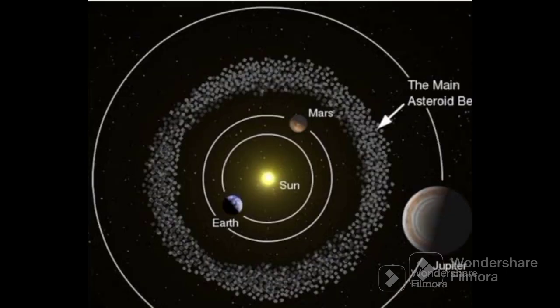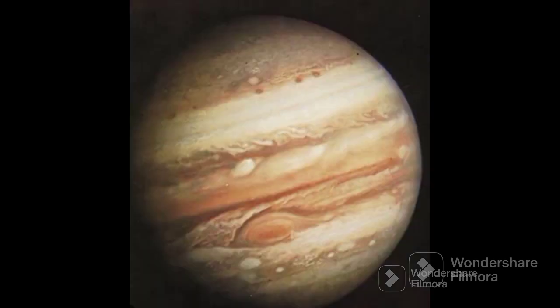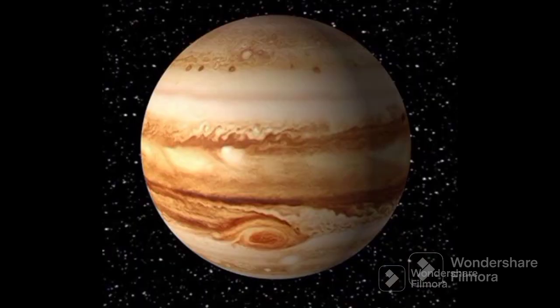After Mars, a huge asteroid belt divides inner planets and outer planets. Now let's learn about outer planets, which are also called gas giants. First, Jupiter, which is the largest planet in the solar system with a diameter of 139,822 kilometers. Jupiter has an average surface temperature of minus 145 degrees Celsius.